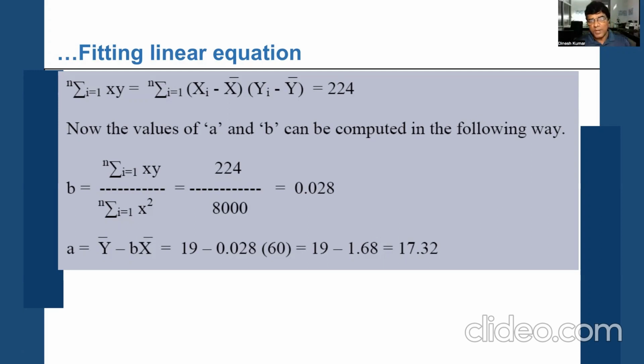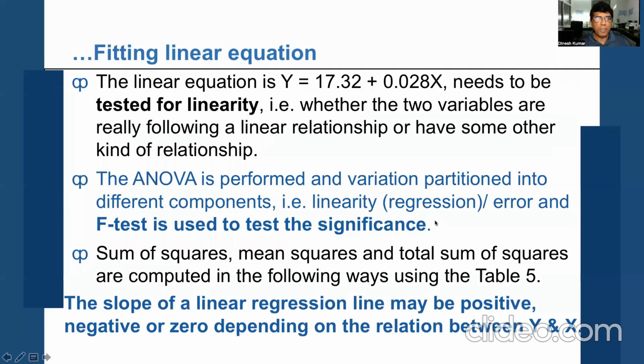A is calculated by the difference method. Y bar minus b x bar. Y is equal to a plus bx. I appreciate. So here a is equal to y bar minus b x bar. And you can put the value of y bar as 19 minus value of b, just now you have calculated 0.028, and this 60 is the mean of x. Then you get 17.32. So this is the value of a. So now you have found out the value of a and b, put it in the equation, and that is your equation.